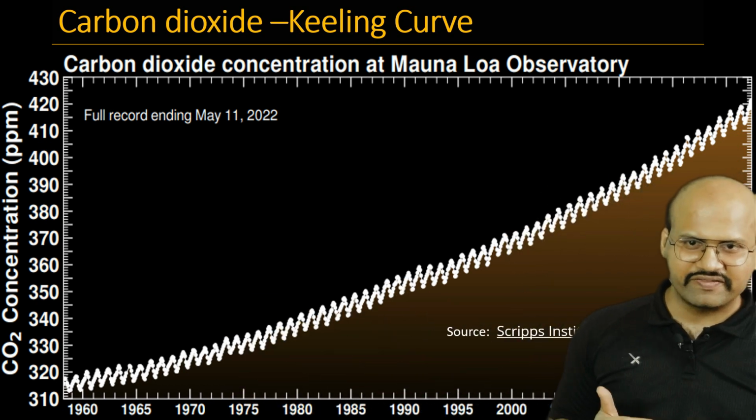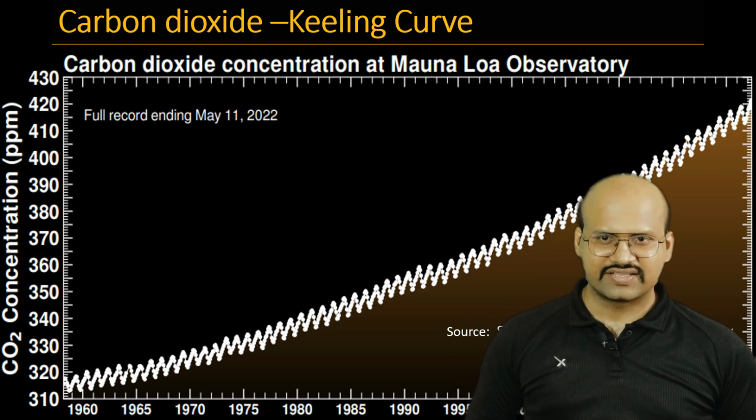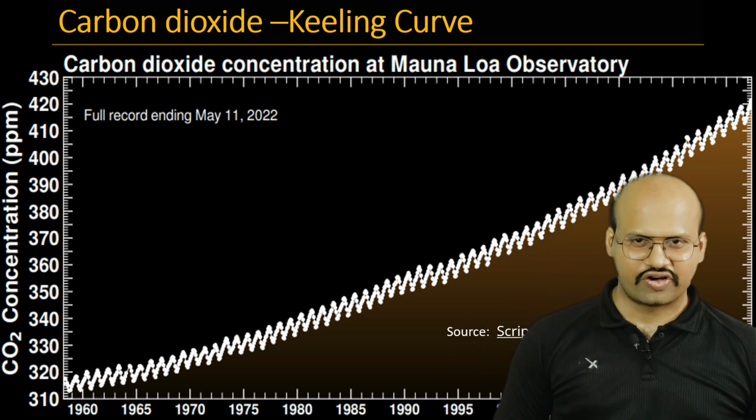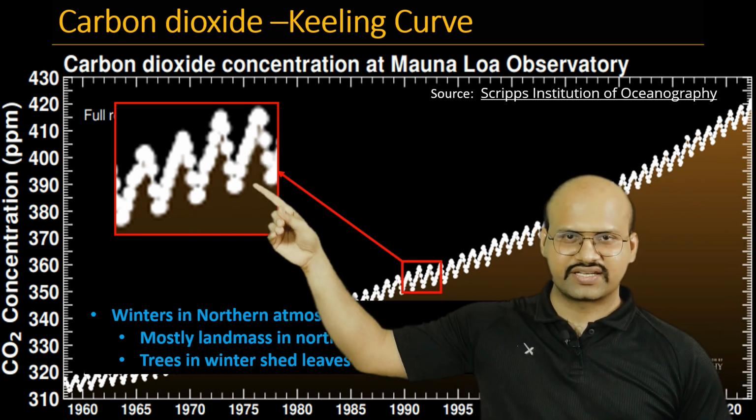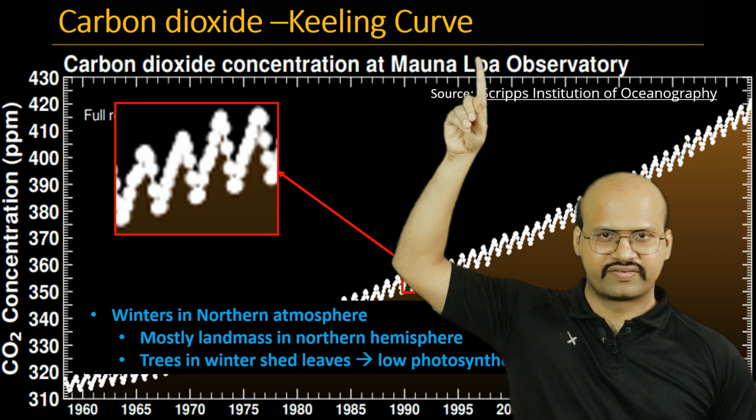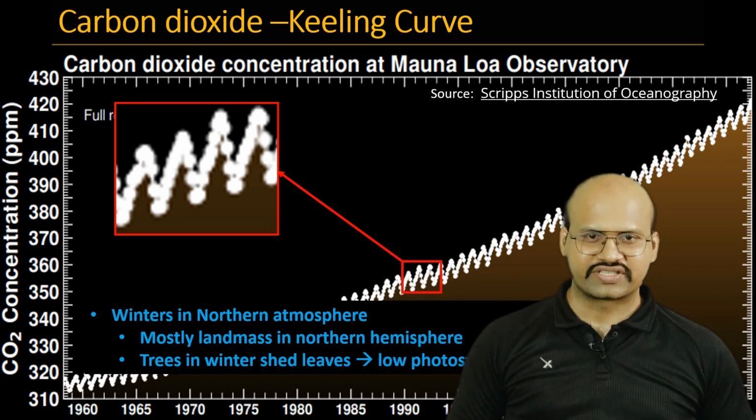So you can see that even on an annual basis there is a fluctuation in the concentration of carbon dioxide. You can see that it increases, then decreases, increases and decreases. This is called the Keeling curve, based on the scientist who discovered this.